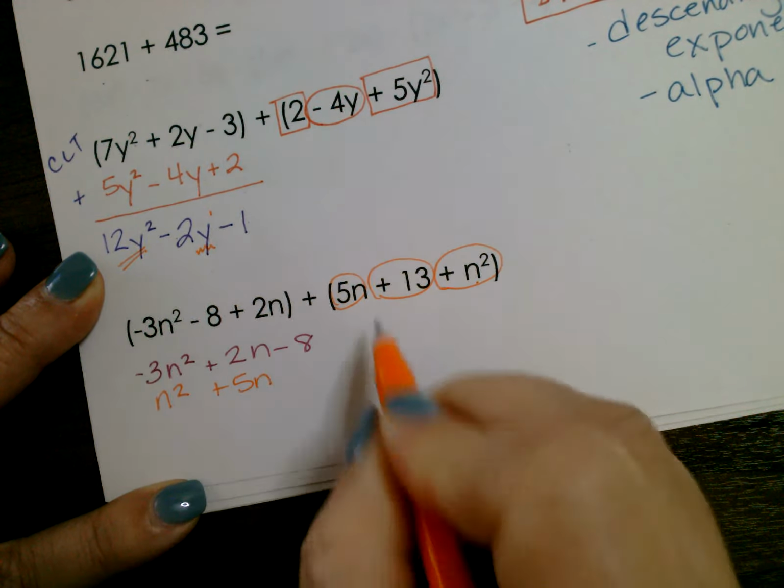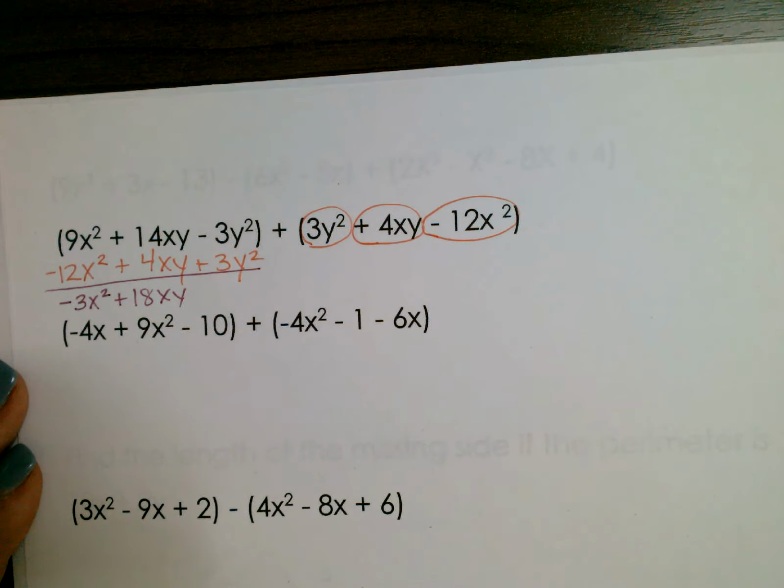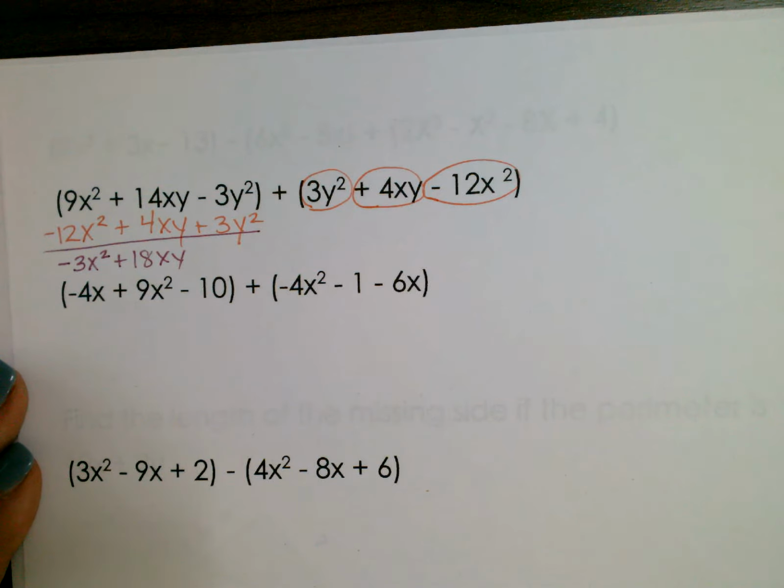Combining like terms, negative 3x squared plus 18xy. Those are gone. You don't have to write 0y squared. It's just gone. You don't write it.